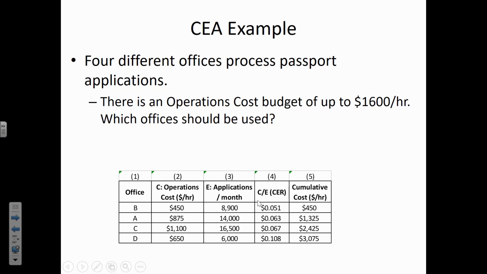So this ordering by cost effectiveness ratio is the way that we can sort and maximize our productivity. Any questions about this technique?